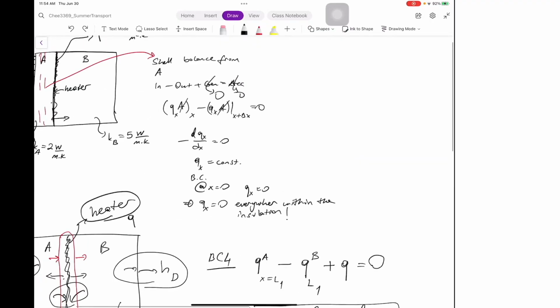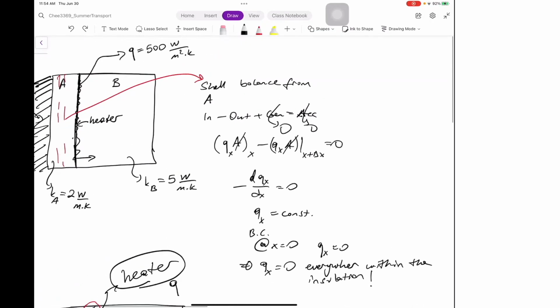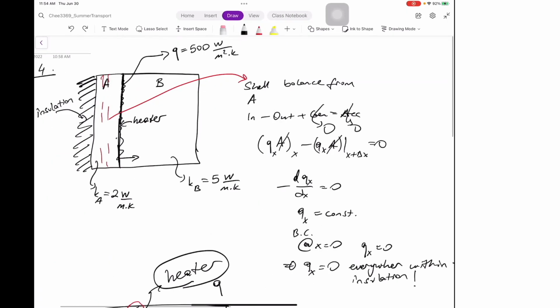So going back to the original problem, Professor. Yep. So if we're saying the flux at X equals 0 is equal to 0. Mm-hmm. So how is it constant on A if A goes from X equal to 0 to X equal to L1? Wouldn't it just be equal to 0 at X equals 0 instead of everywhere? Or is A also being considered an insulator?